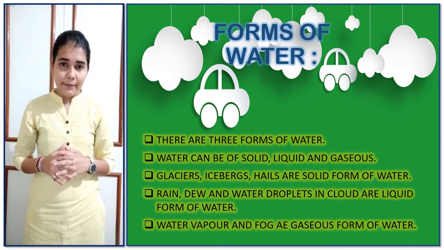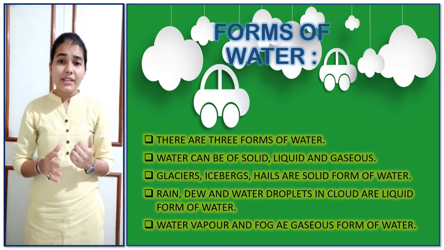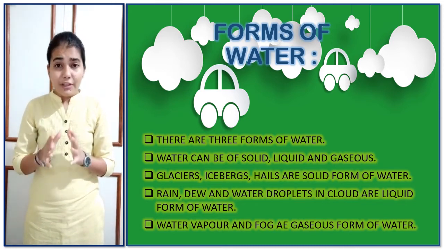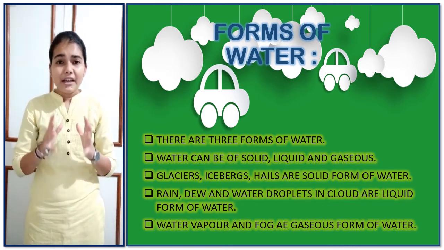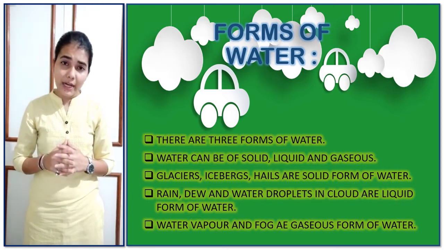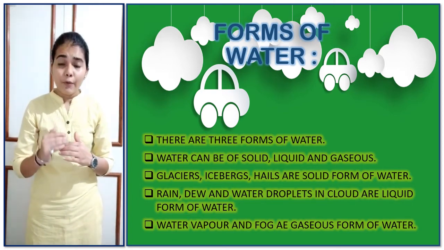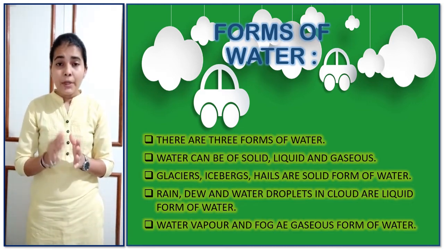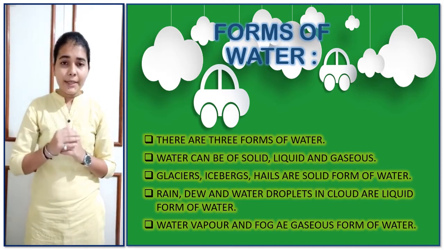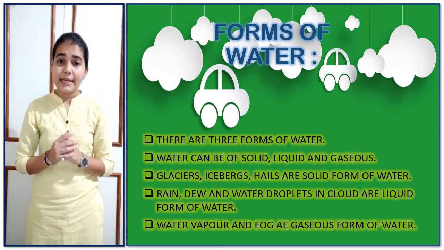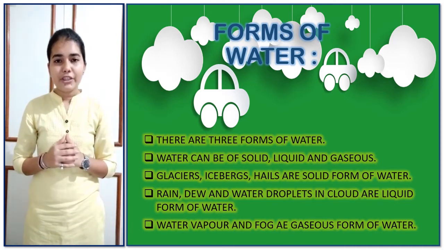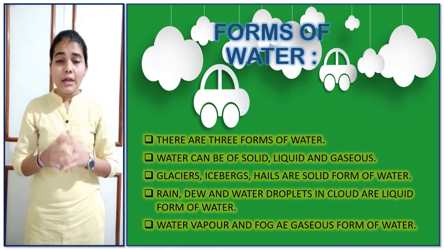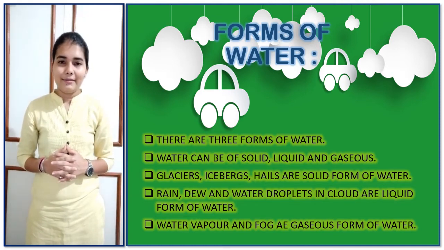This change also takes place on its own in our environment, forming a cycle which is known as water cycle. If you remember, in the previous class I discussed about water cycle, and I told you that when the sun hits the water in the river or lake, it becomes gaseous and forms water vapor. That water vapor, when it goes upward, forms cloud, and that cloud again brings the rain, which is in liquid form. So in this way there is a proper cycle which is known as water cycle.